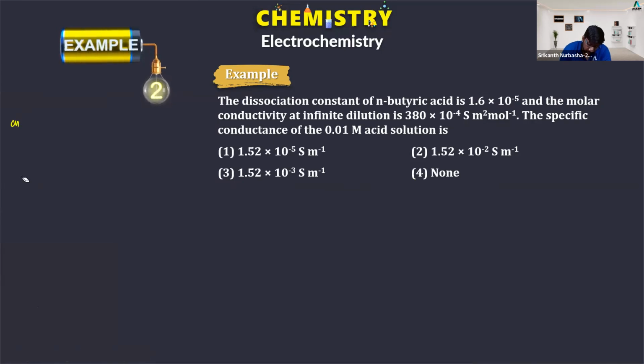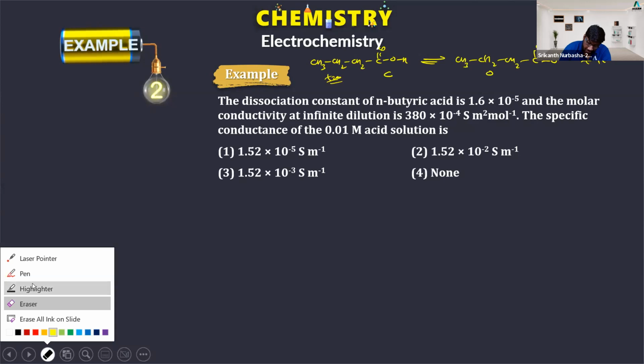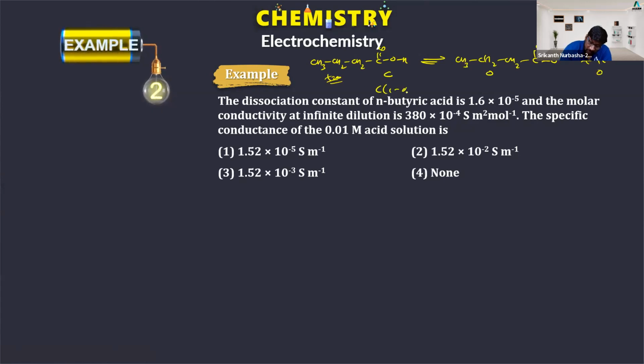I can write the dissociation of that particular acid. CH3, CH2, CH2, COOH will dissociate to produce CH3, CH2, CH2, COO minus plus H plus. Obviously, carboxylic acid is a weak acid. So at time t is equal to 0, we have C, 0, 0. At equilibrium, C into 1 minus alpha, C alpha, C alpha. So K is equal to C alpha square, where K is the dissociation constant.